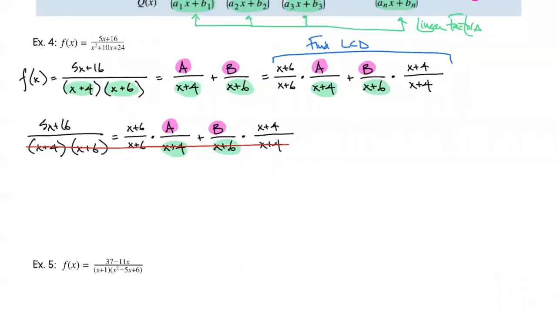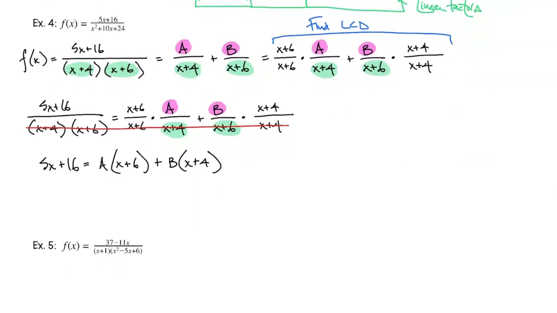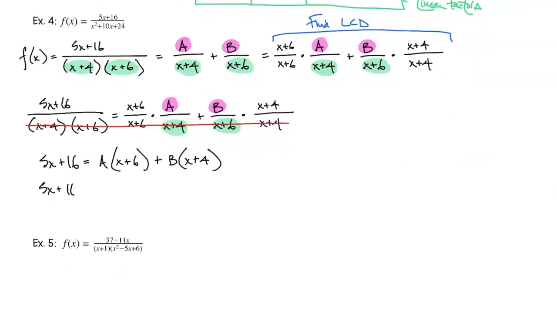Let's focus only on the numerator, okay? So what do we have left then? We have 5x plus 16 equals a times x plus 6 plus b times x plus 4. Okay. Now remember, our goal is to find a and b. So you can definitely start distributing and collecting like terms, right? So we could do something like this. 5x plus 16 equals ax plus 6a plus bx plus 4b.